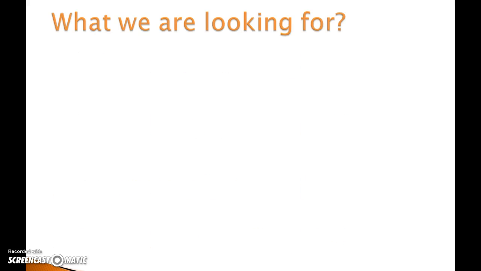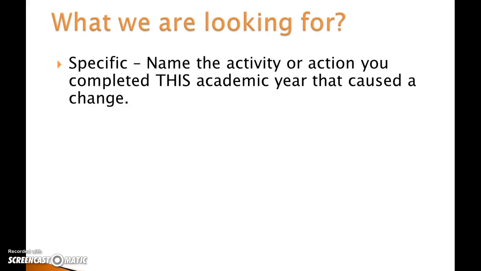So let's talk about what we are looking for. First of all, we are looking for things that are specific. Under the specific category, we want you to name the activity or the action that you completed during that academic year that caused a change or a growth in your program and improved student success. This could be just the title of an event or an organization or a program or a plan that you've begun. You don't need to get very specific here because it's just naming the specific activity.